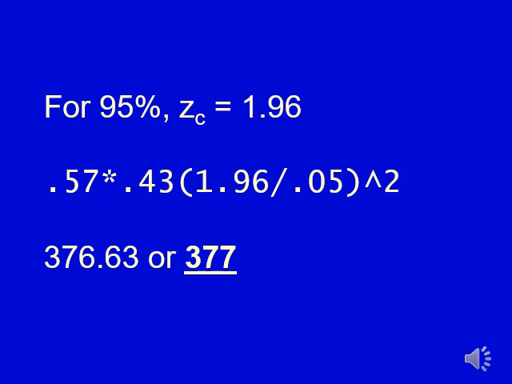Here you can see everything worked out with 0.57 times 0.43, 1.96 divided by 0.05, quantity squared. Again, you round up, so our answer is going to be 377 people.